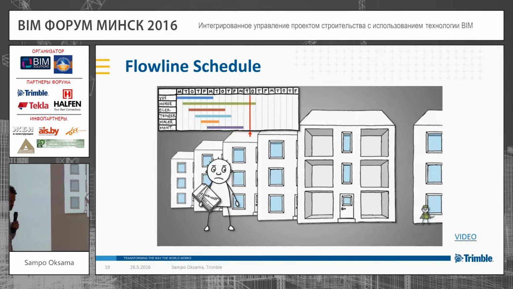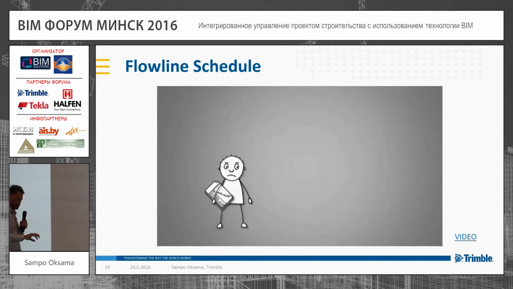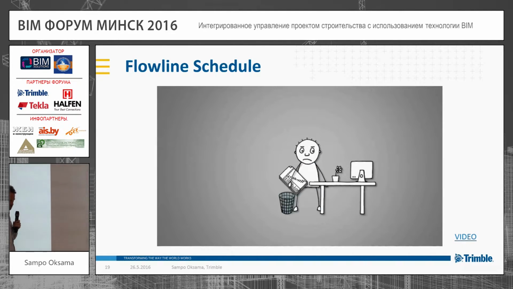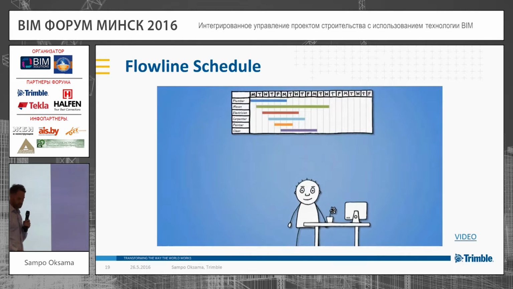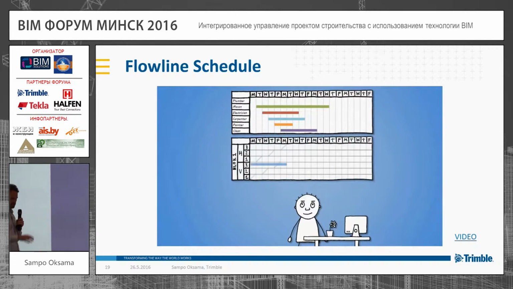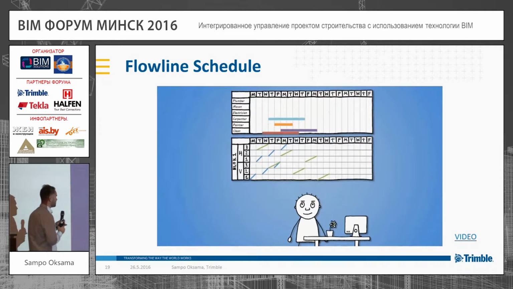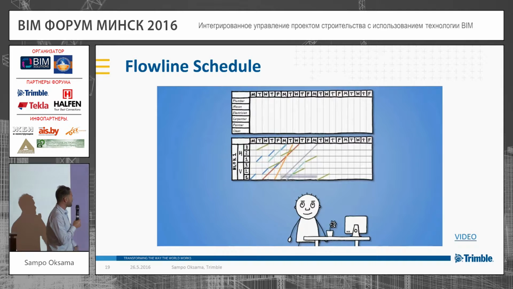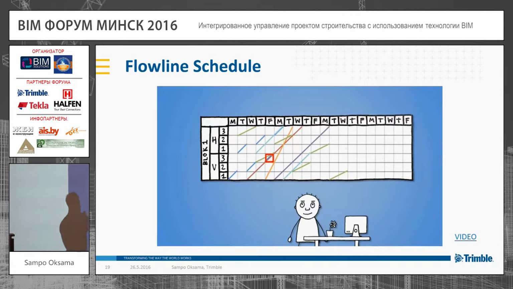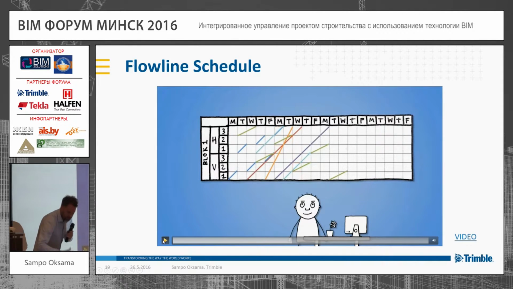Okay, so let's take the same schedule and convert it to the flow line schedule. It's just a different view of the same schedule. Same tasks, but we have the locations there now, like Ernest showed you earlier. And we can notice immediately, it's a real visual tool for showing the schedule.